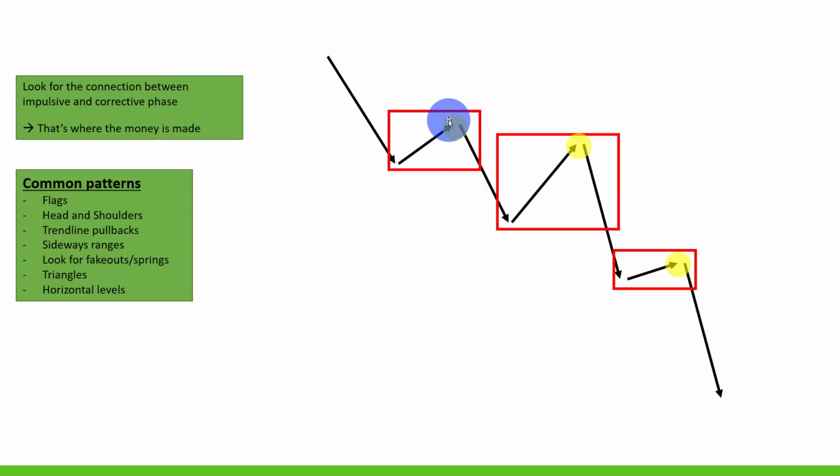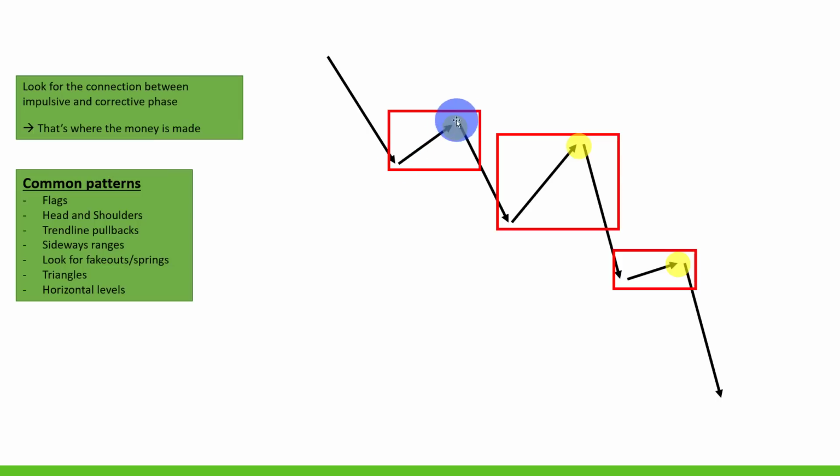Where is the power shifting? Where are we going back into the long-term trend direction? And that is where we look for certain signals. We can look for patterns, for example, because those phases here are very often flags. We can have head and shoulders here. We just have trend line pullbacks maybe. We can look for sideways phases. We look for fake outs, springs, triangles, horizontal levels. And that's what we want to look for in those corrective waves, because ultimately that's the goal.